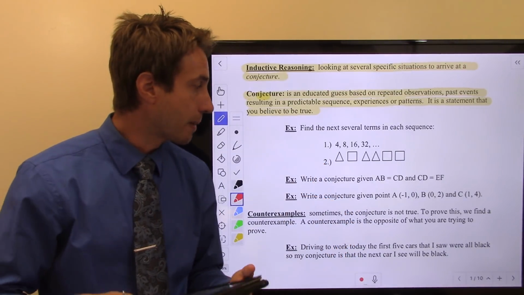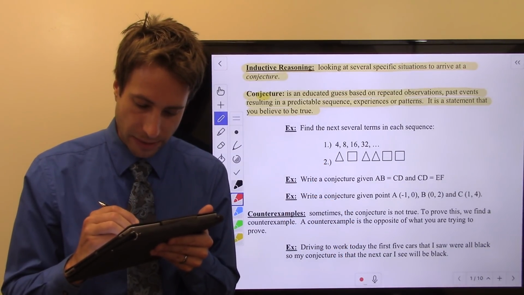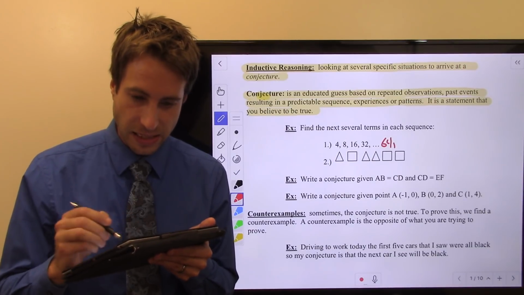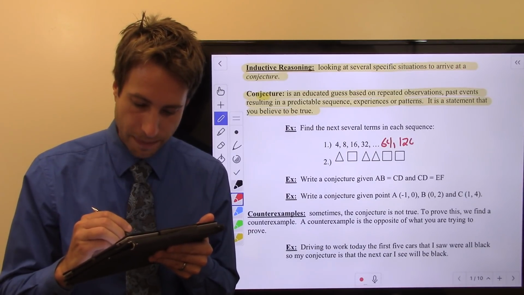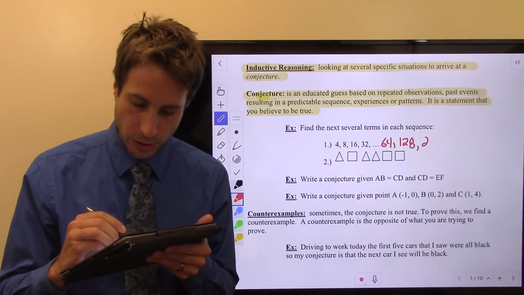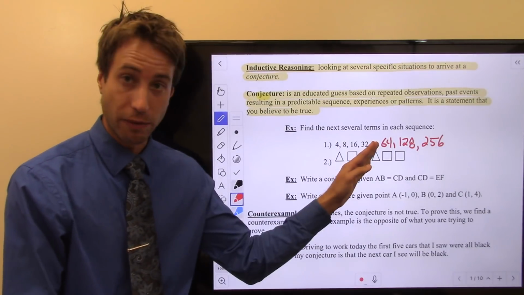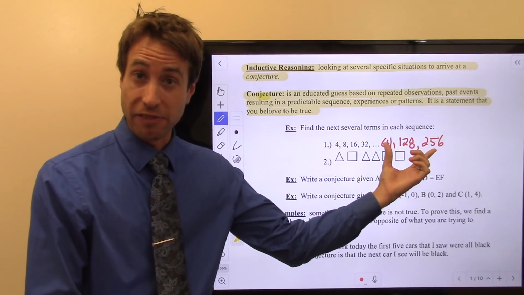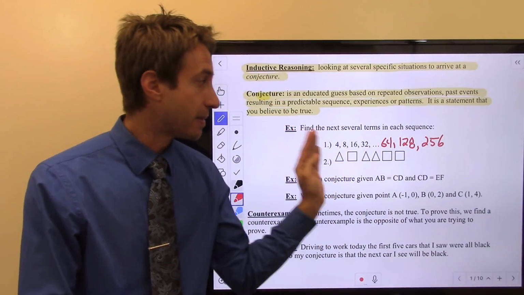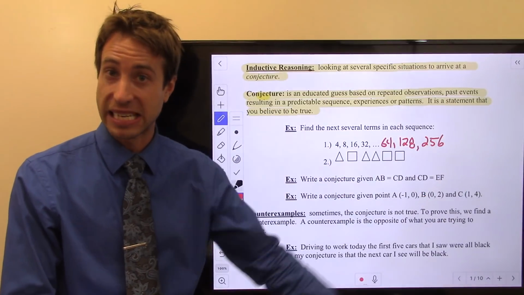So if I were to keep going, 32 times 2, I believe 64 would come next. 64 times 2 would be 128. 128 times 2 would be 256. Based on inductive reasoning, looking for a pattern, my hypothesis, my conjecture, is that these would be the next terms in that sequence.